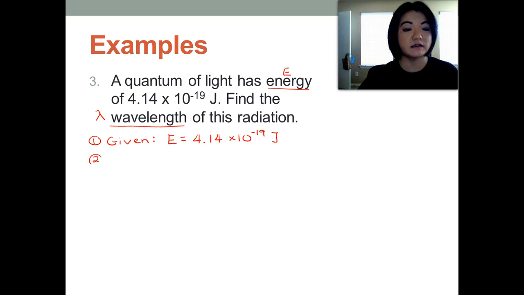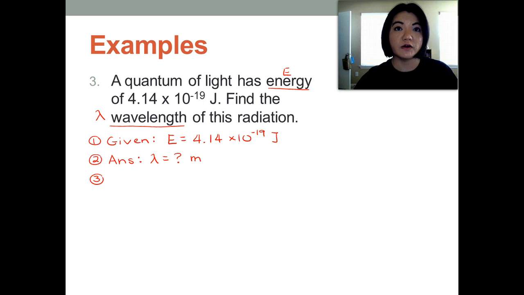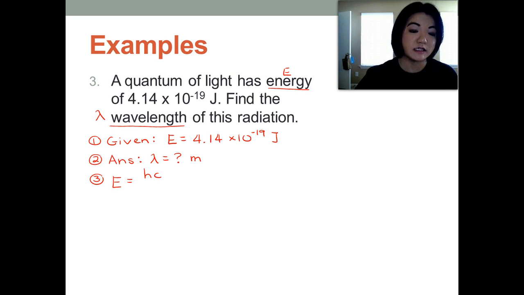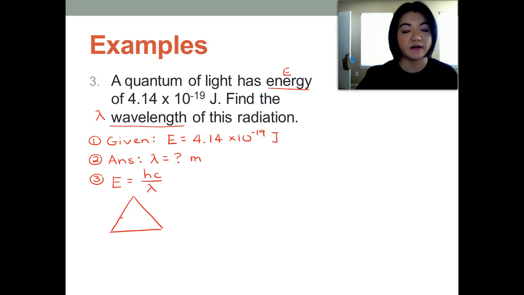My second step, the answer that I'm looking for is the wavelength, lambda. And remember, wavelength is measured in meters. Third step, look at the formula chart. You're going to look for the formula that has both E and lambda in it. The formula that has both of those is E equals HC over lambda.